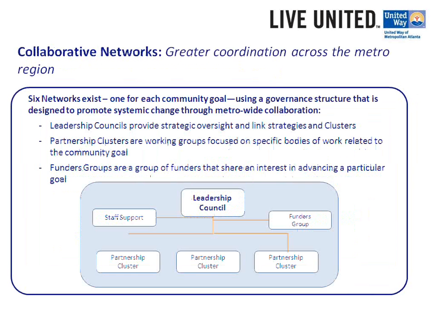Now let's look at the collaborative networks. When looking at the collaborative network, it's looking at a greater coordination across our 13 county areas that we service. Networks are formed around goals with diverse groups of stakeholders: nonprofits, for-profit, government funders, policymakers, and business leaders. Each goal has partnership clusters. The partnership clusters are working groups focused on specific populations or bodies of work related to the community goal. Each goal is broken further into clusters.